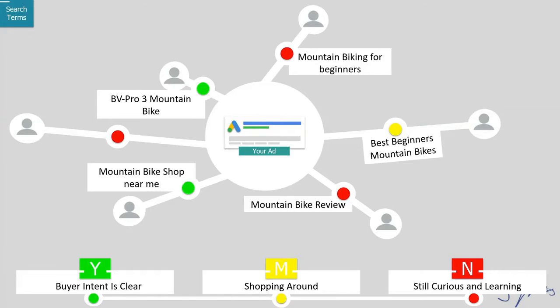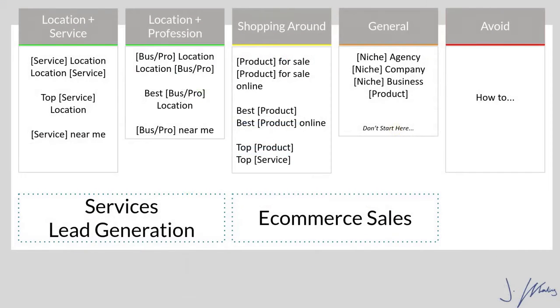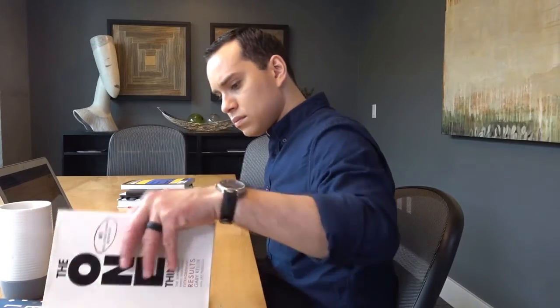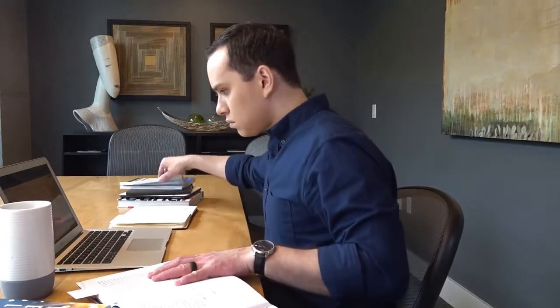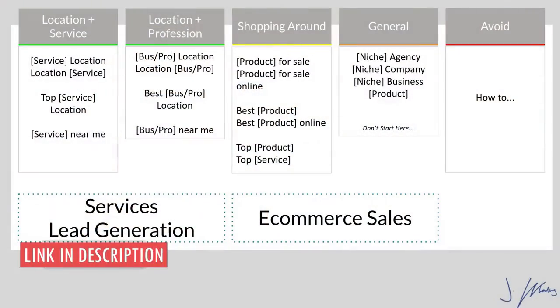Now, the good news is I have you covered on all of your keyword research. You don't need to go using Google Keyword Planner for the next 3 hours to try to figure out what you should and should not target, although I'll link in the description to a video that goes through how to do that after you're done with this tutorial. So we have 4 main categories. We have location plus service and location plus profession. This is great for services and lead generation. And then if you're e-commerce, you're going to want to look for those shopping around keywords, and then general keywords around your product or the type of business that you have.